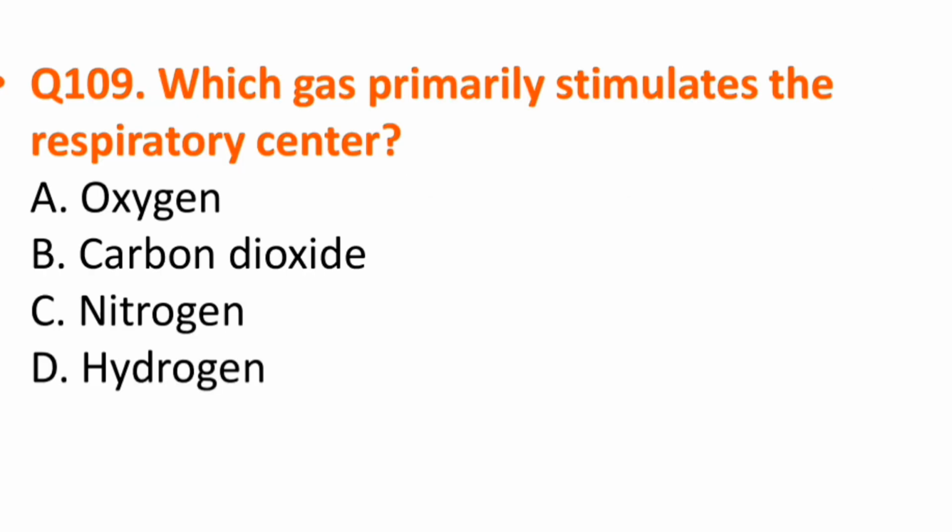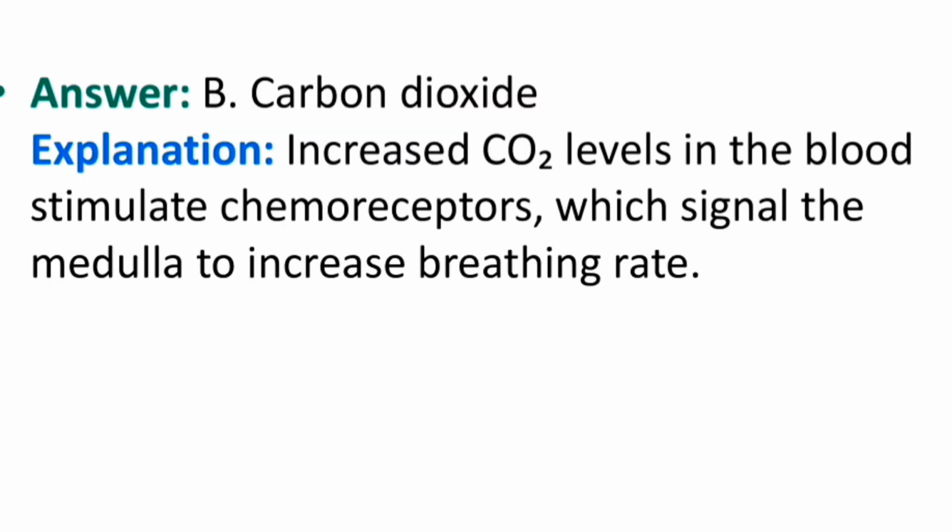Next question. Which gas primarily stimulates the respiratory center? Option A oxygen, option B carbon dioxide, option C nitrogen, option D hydrogen. The correct answer is option B carbon dioxide. Increased carbon dioxide levels in the blood stimulate chemoreceptors, which signal the medulla oblongata to increase breathing rate.